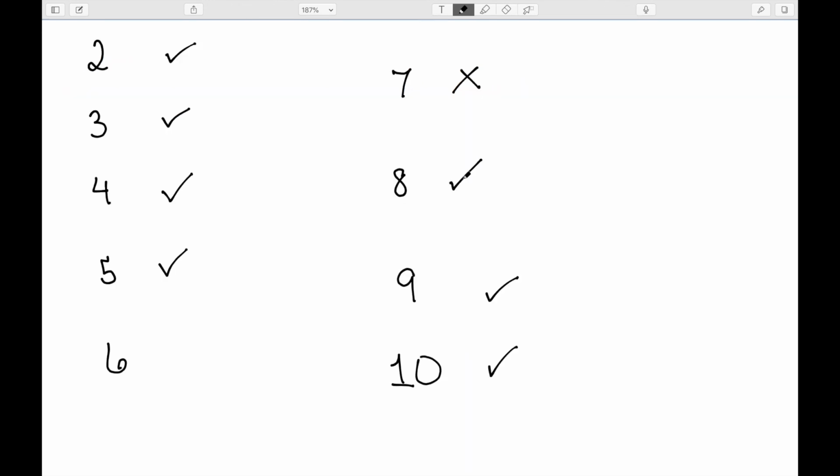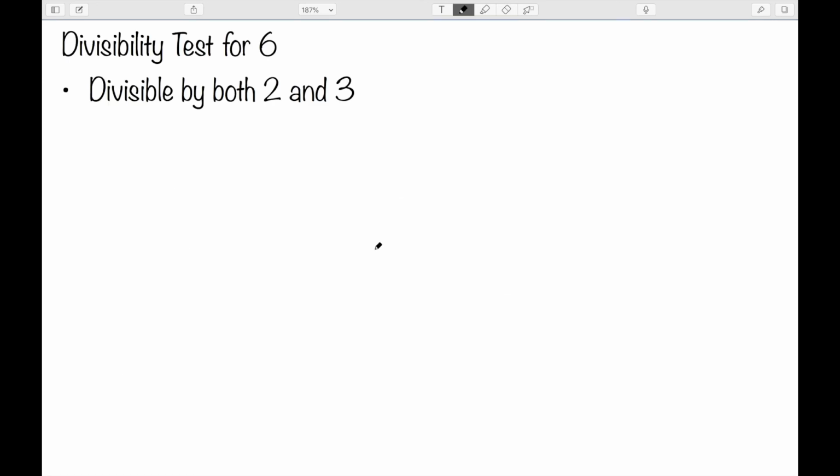So now that we've discussed 8, we have one final test, the test for 6. The divisibility test for 6 says it needs to be divisible by both 2 and 3. So it needs to pass my divisibility test for 2, as well as the divisibility test for 3. And this is the result of 6 being equal to 2 times 3. So this determines that it must be divisible by both 2 and 3 in order to be divisible by 6.